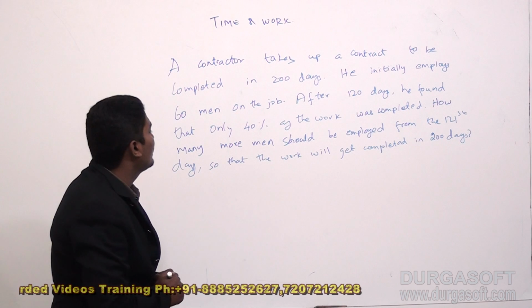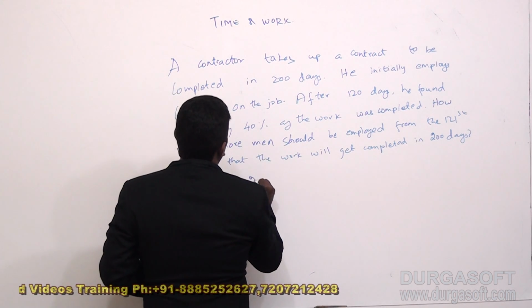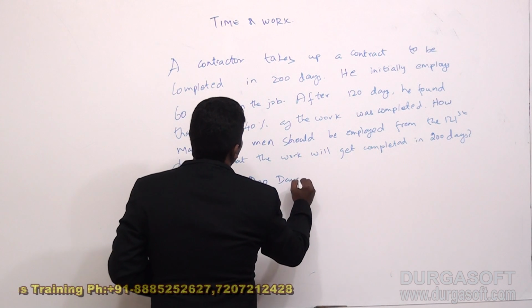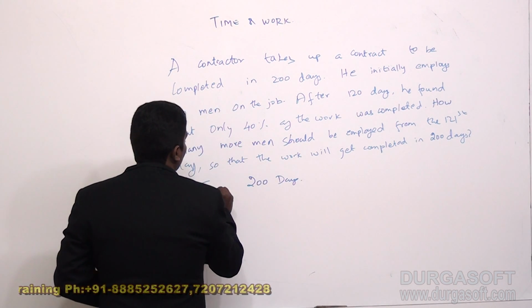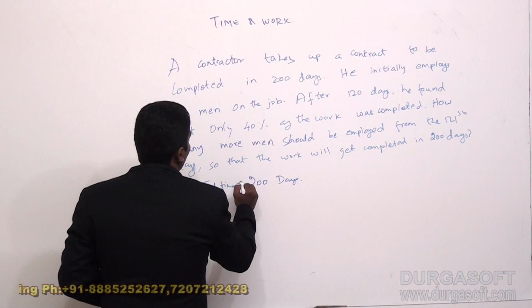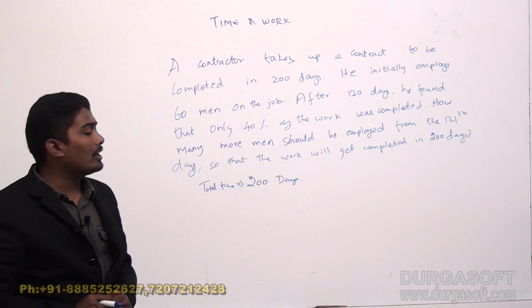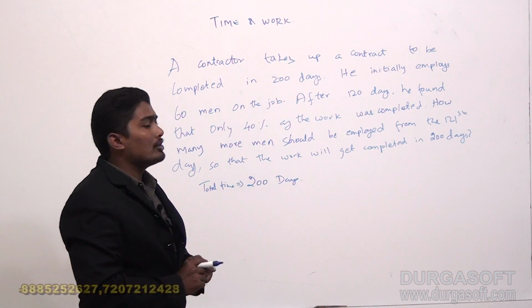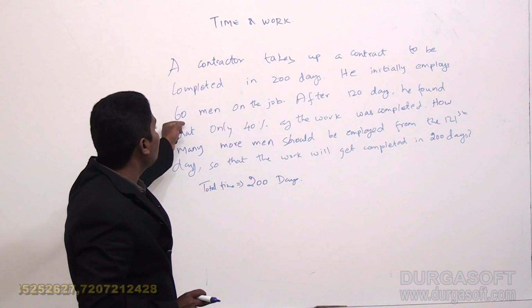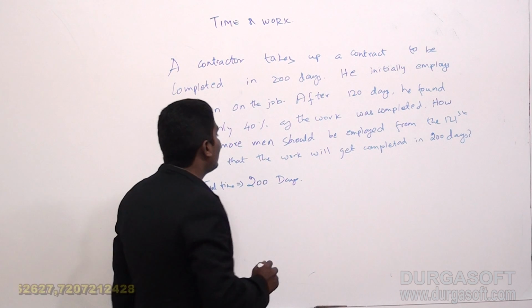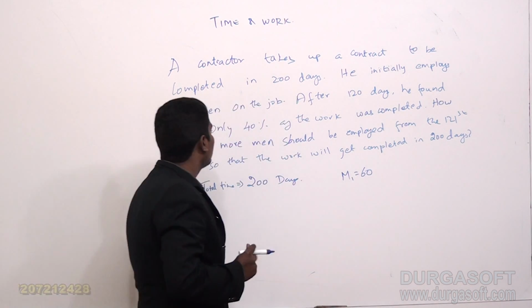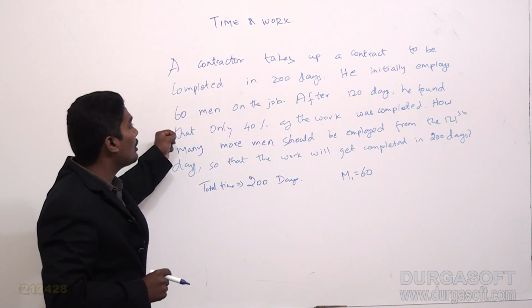So here I can say that 200 days is the total time. Now he initially employs 60 men on the job. So M1 is 60. He initially employs 60 men on the job.